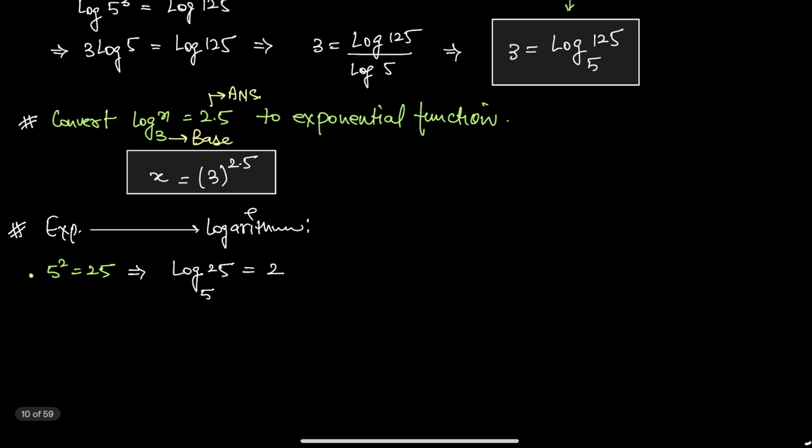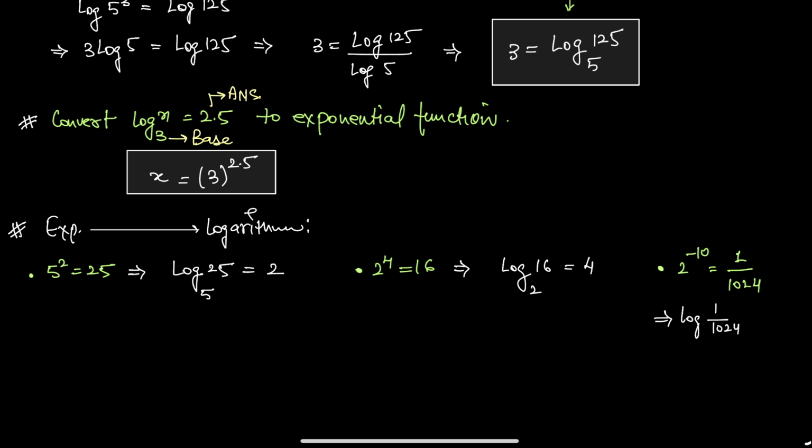So now we will speed up the things because we have already understood how we have converted the things. So let's write 2 raised to the power 4 equals 16. If we convert it to logarithmic form, let's be quick, we will convert it as log of 16 with base 2 is equals to 4. With the same pace, let's take 2 raised to the power minus 10 equals 1 upon 1024. Suppose we want to convert it to logarithmic form, so I will write it as log of 1 over 1024 with base 2 is equals to minus 10.